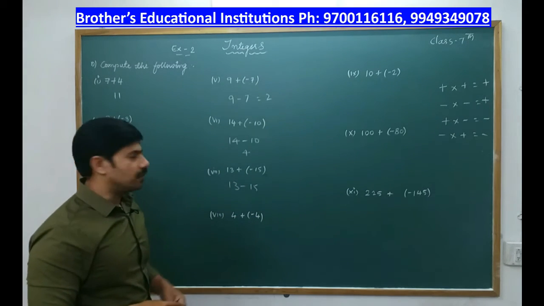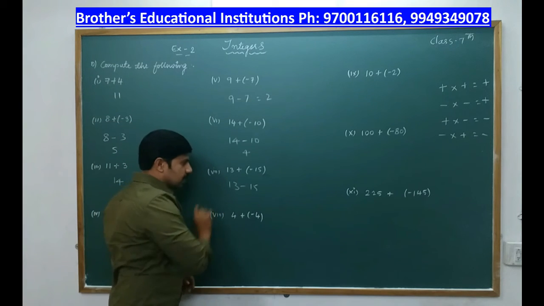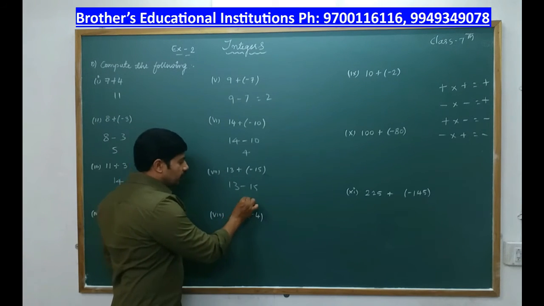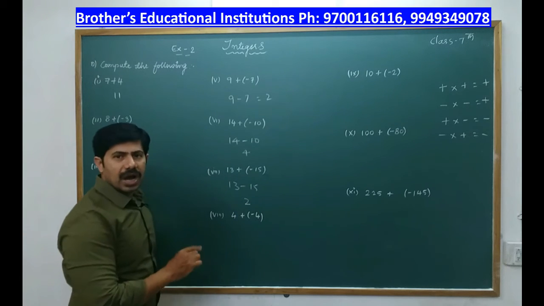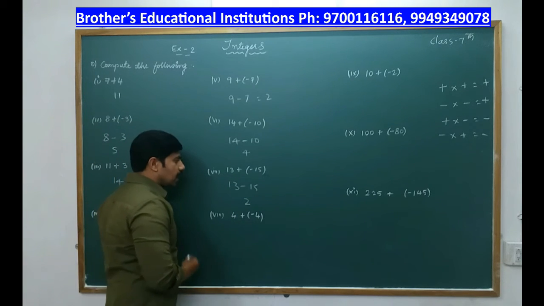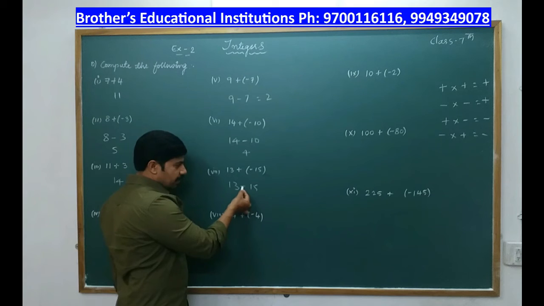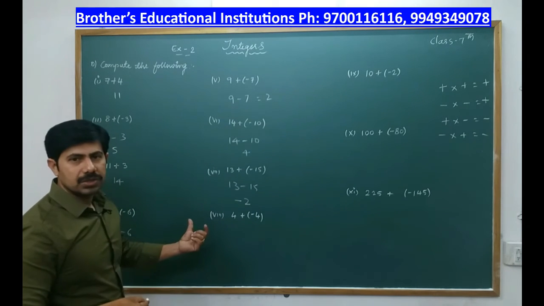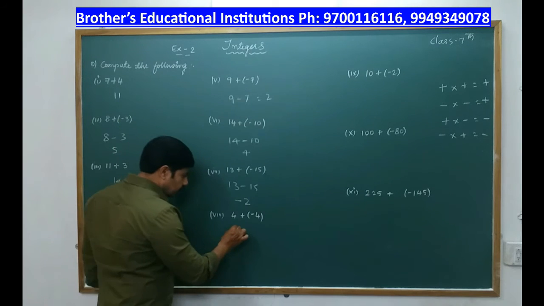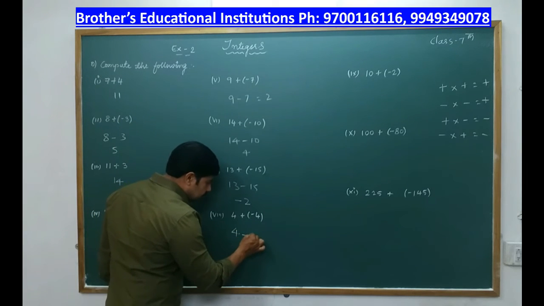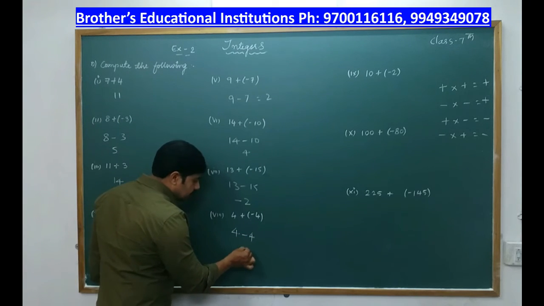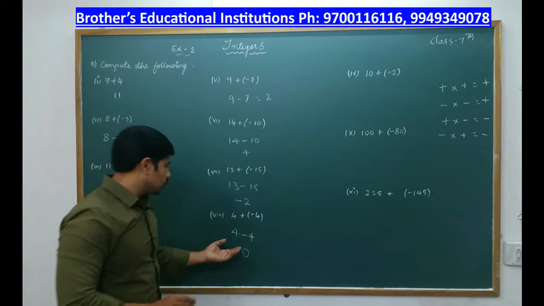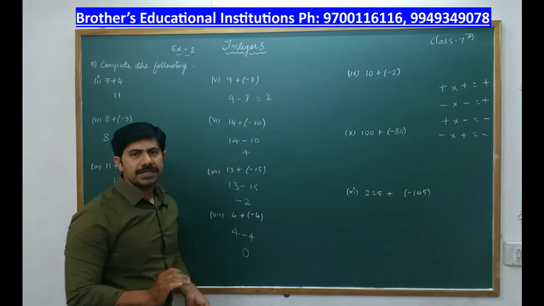After that, 13 plus into minus is minus. So 13 minus 15. Instead of doing 13 minus 15, you can do 15 minus 13. 15 minus 13 is 2. After that, which is a bigger number? The bigger number is 15, it is having minus sign. So put minus sign. So it is minus 2. Then after that, 4 plus into minus is minus. 4 minus 4 is 0. Remember, 0 is neither negative nor positive. So just write 0, don't put any sign for 0.